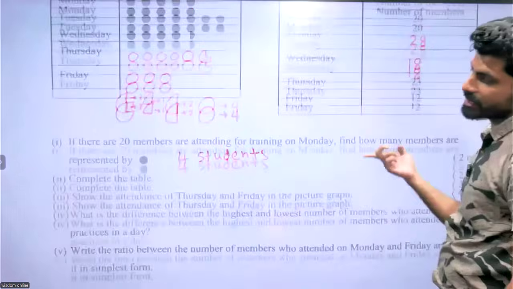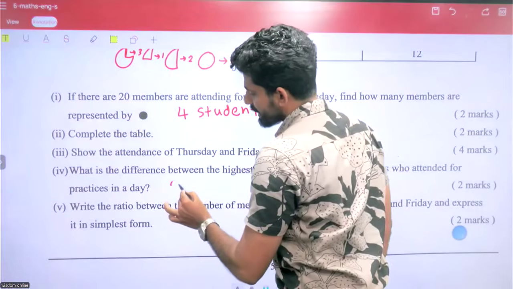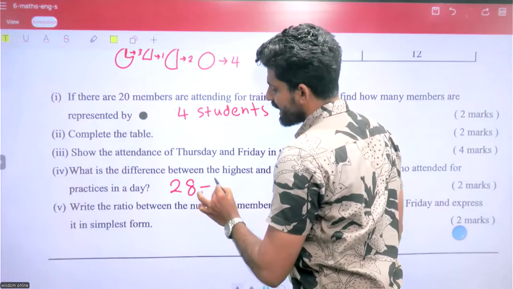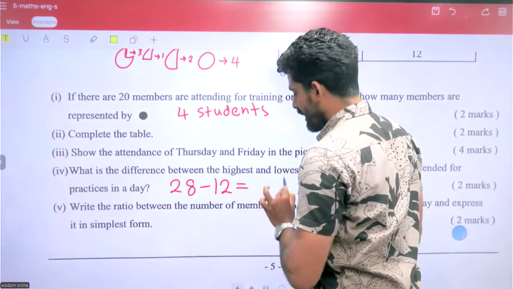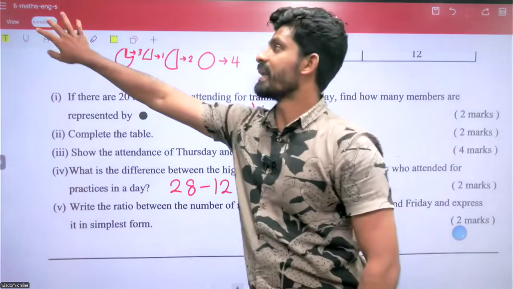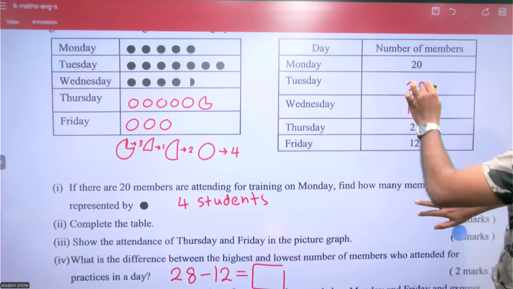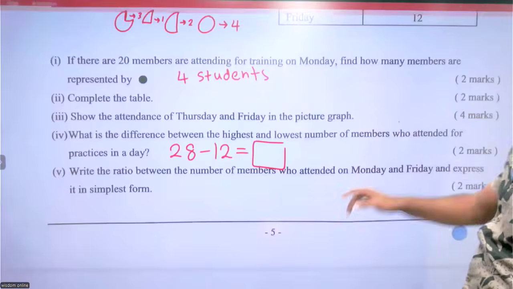28 minus 12. Then you need to write down the answer. 28 minus 12. Just try to write the answer. 28 minus 12. Highest value and the lowest value.